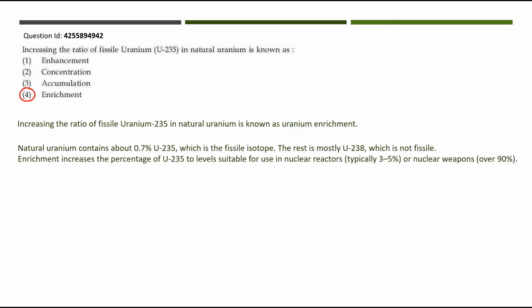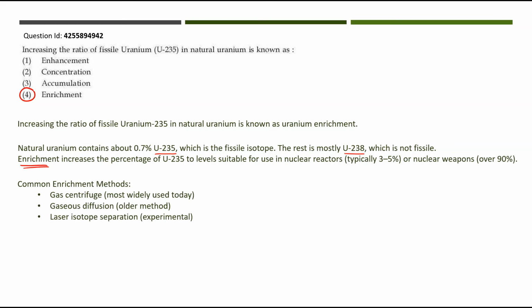So in natural uranium, the content of U-235 is just 0.7%, while the rest is uranium-238. Enrichment means you are increasing the levels. So here enhancement, concentration, accumulation are not the right terms, but enrichment is the right term. We have some common enrichment methods. Gas centrifuge, most widely used today. Then gaseous diffusion, an older method. Laser isotope separation, an experimental method as of now.